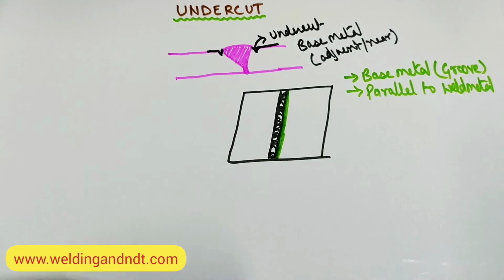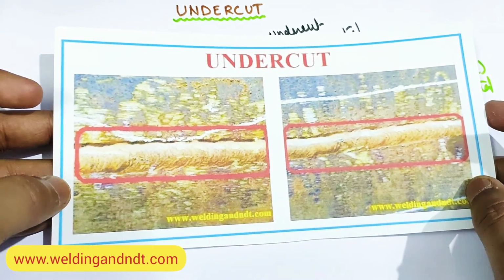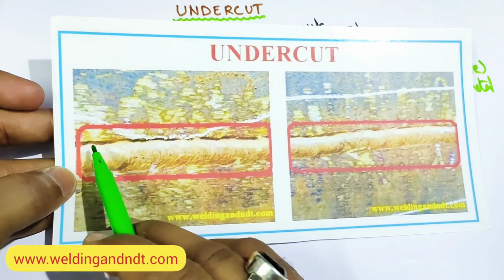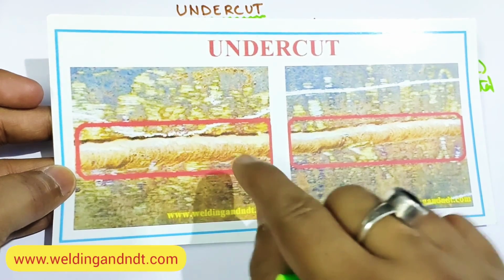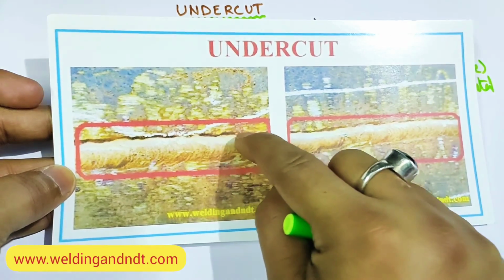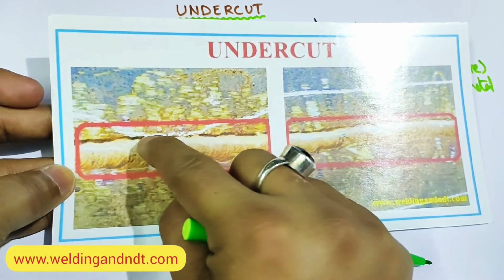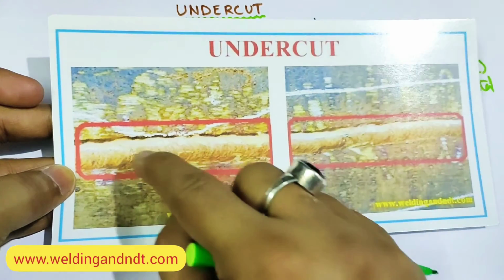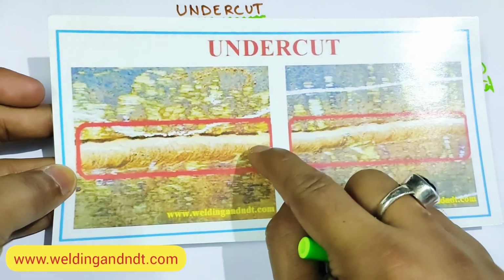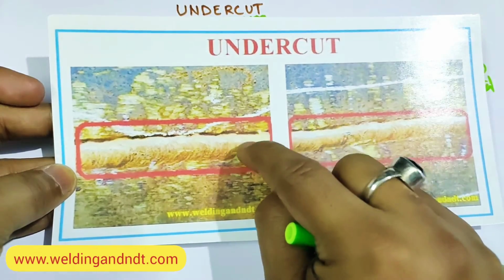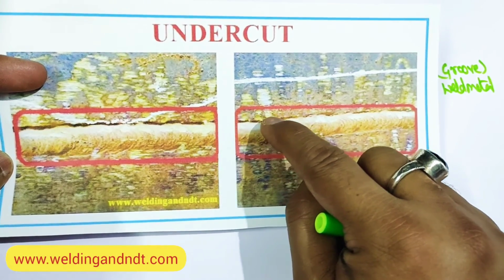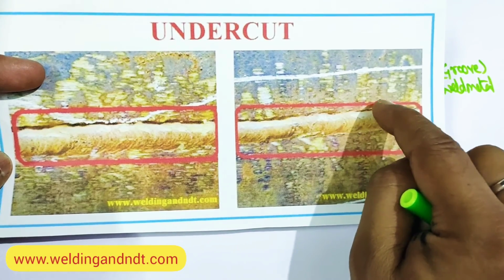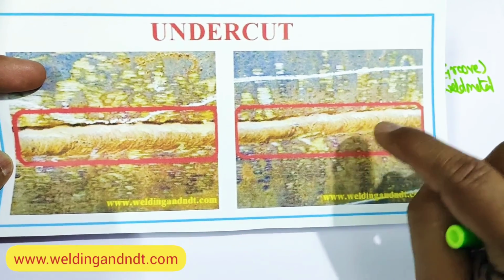Now I'll show you with the help of a photograph. Here you can see the groove, and this groove is absolutely parallel. This is our weld metal, and near this weld metal this groove can be seen up to a certain depth. This groove is running parallel to the weld metal, and it is on the base metal, not on the weld metal. So this is undercut. On the second diagram also you can see it is running absolutely parallel with the weld metal.